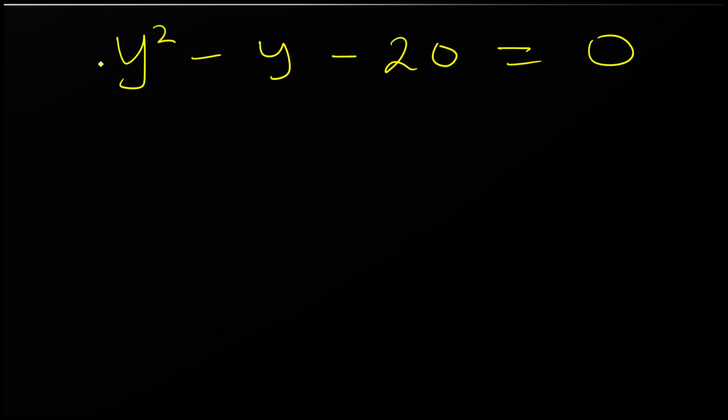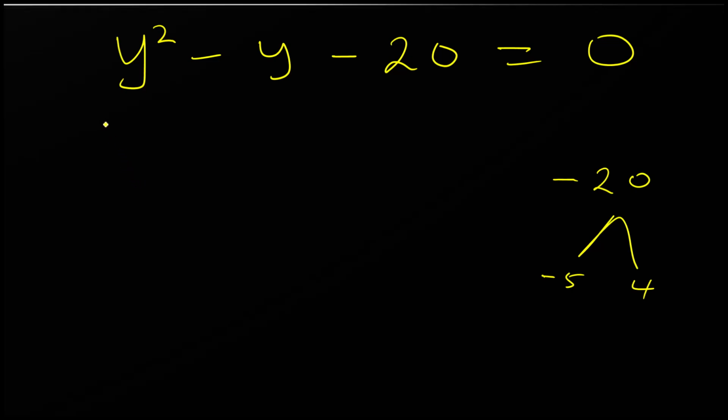So we multiply the coefficient by the constant, minus 20. So let's find two numbers. When we multiply them to give us this, but when we add to give us the coefficient of y, that is -1. So minus 5 and 4. If I multiply this, I'll get this. If I add, I'll get that. That's perfect.